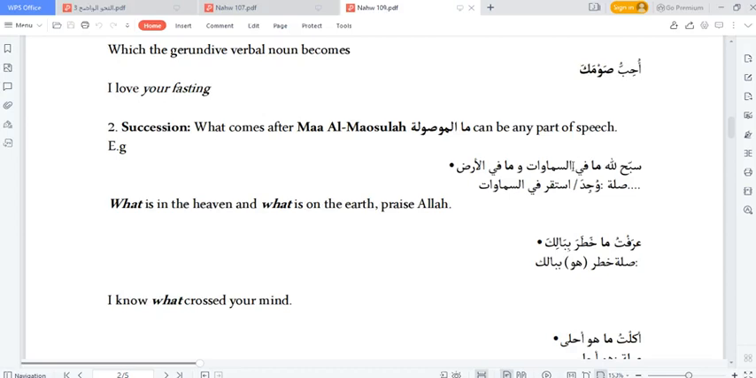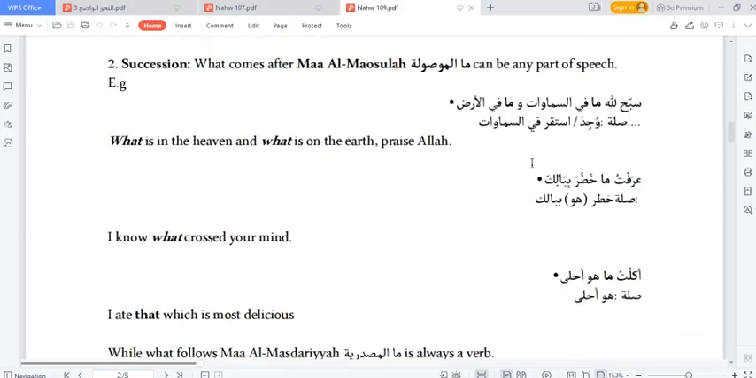So any part of speech can come after ma al-mawsula. I hope you get it. See another example: araftu ma khatara bi balika. I know what crossed your mind. The silatul mawsul here is khatara huwa bi balika. I know everything that crossed your mind.